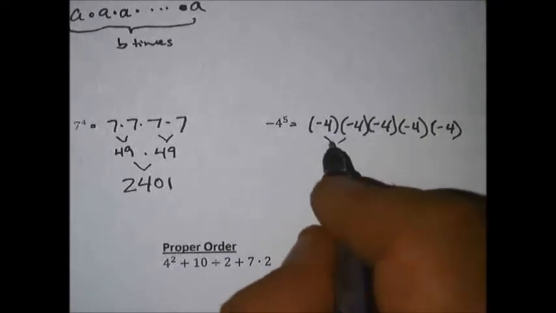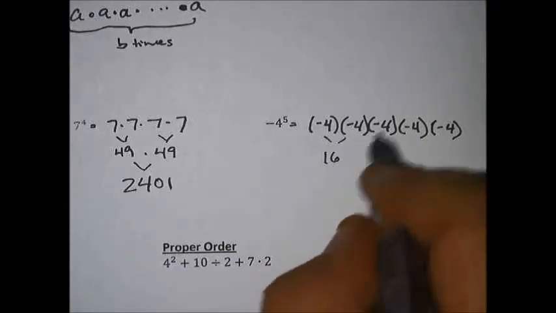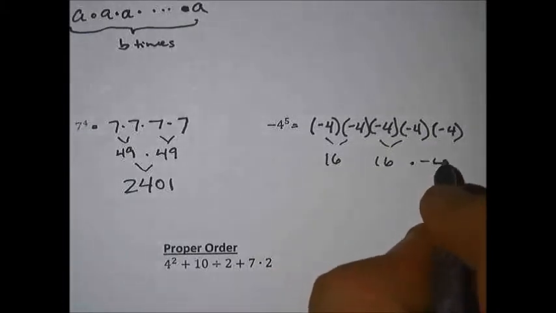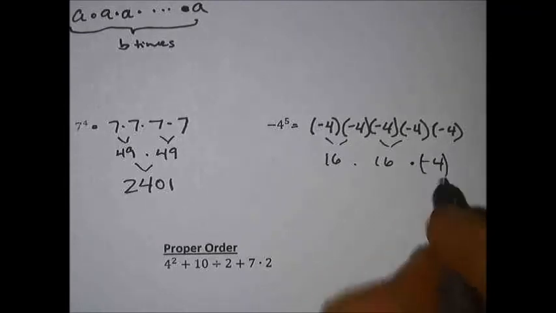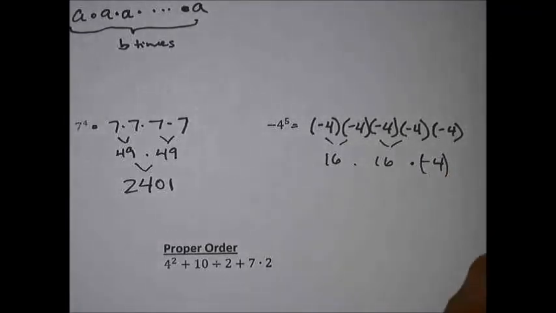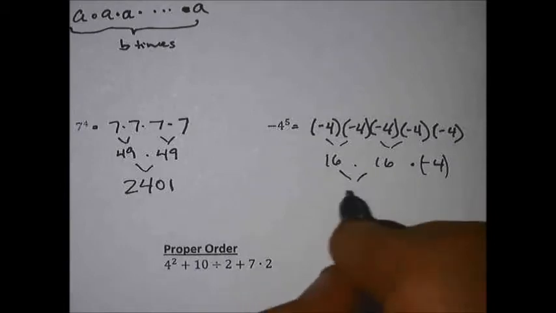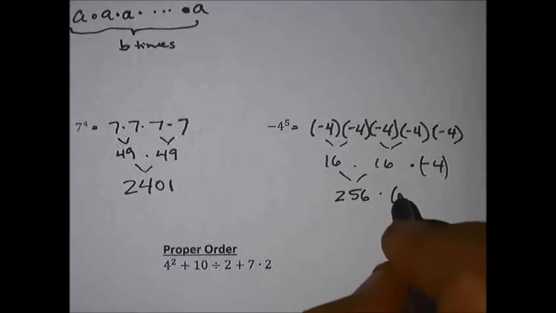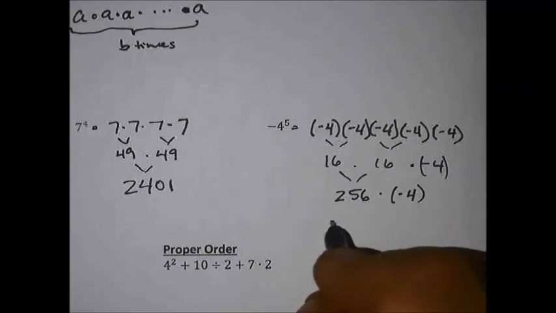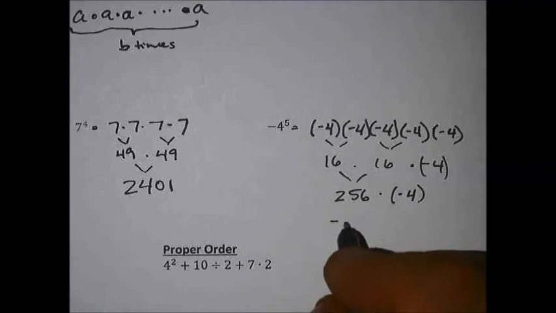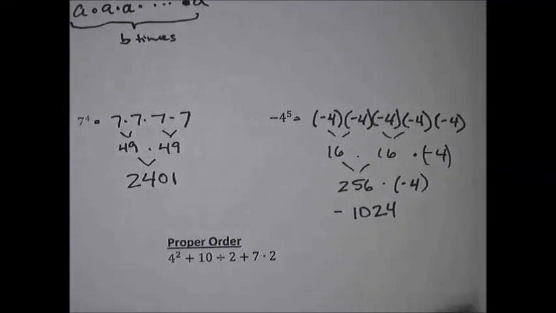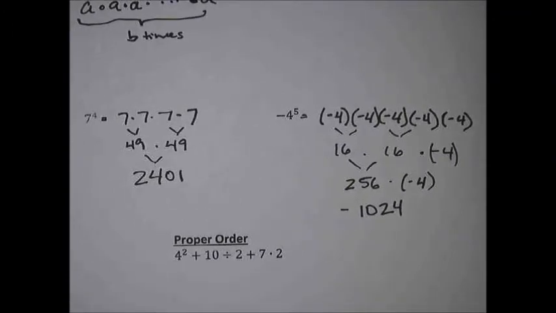4 times 4, even though they're negatives, negative 4 times negative 4 is 16. Same thing here. And then I have a negative 4 on the end. I have one left over. It doesn't have a partner. That's okay. But 16 and 16, multiply those together, you get 256. And then we can multiply that by the other negative 4. And it's going to give us a negative number, negative 1024. Okay, so not bad when we're working with exponents, just something to look at. You may be pretty familiar with the squares.